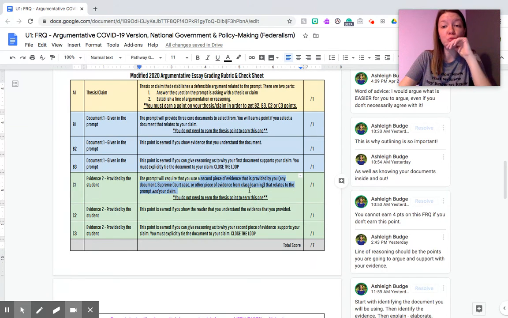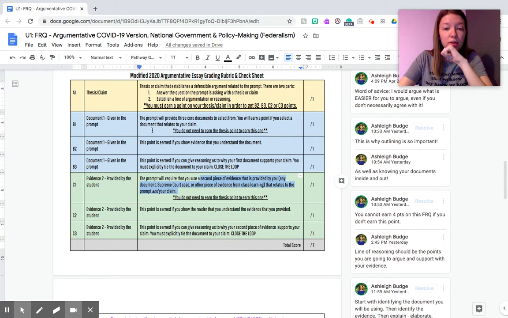Those would be the only 2 points you could receive, okay? So I really want you guys to get your claim, make it clear, keep it by itself even, bold it if you're typing it, underline it if you're handwriting it. But the first thing you need to do is answer the question and establish a line of reasoning, okay?